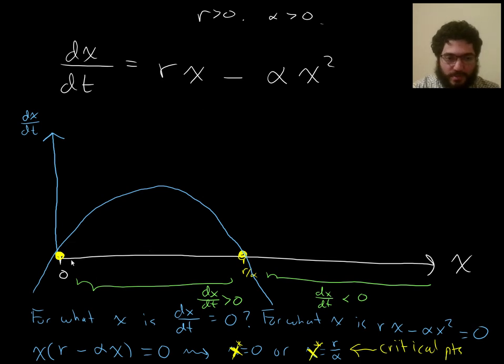If the number of infected people is, let's say, anywhere in this region, then the number of infected people will increase. So if there's this many infected people, then the number of infected people will increase. If the dot starts here, it will move to the right. On the other hand, if there's this many infected people, then the number will decrease.